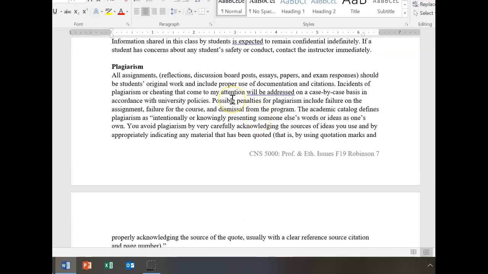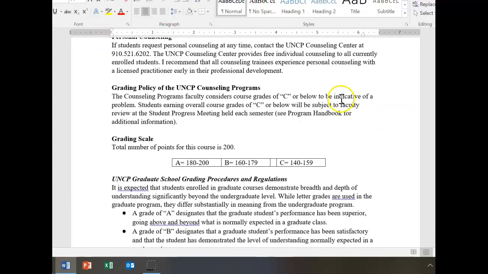Plagiarism: we have plagiarism software that we will use for your papers and your assignments. So this should go without saying. You need to post your own work, and if you don't, we will find out.